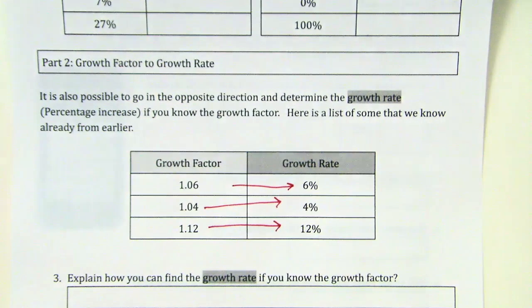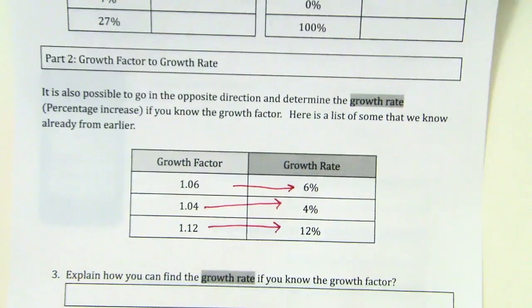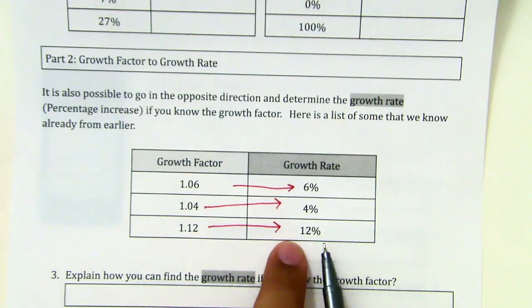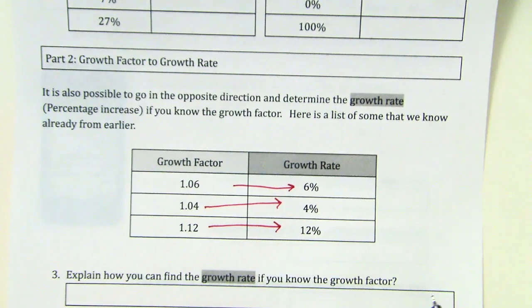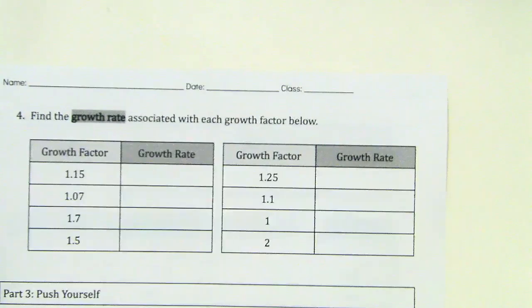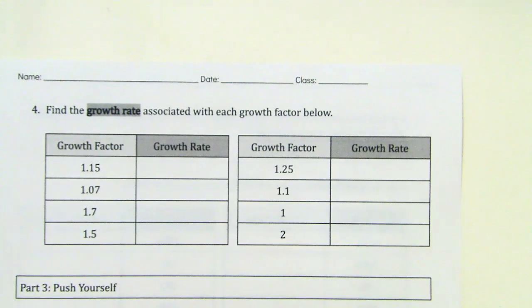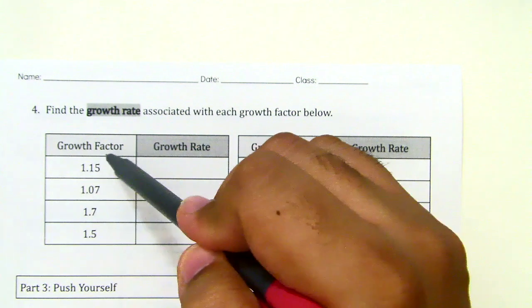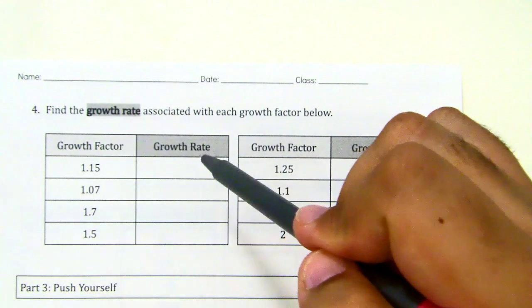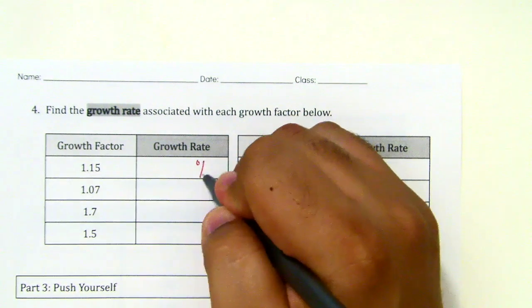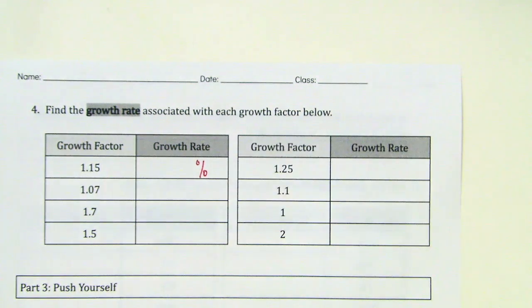So now this is going in the opposite direction. If you know the growth factor, what will the growth rate be? Try to write that out in your own words. What process do you think you would take to find that? And then finally, on the back page, you're going to do the opposite of what you did before. Given these growth factors, the idea is for you to find the growth rate for each of these, right? And remember, the growth rate is always going to be a certain percent, so that's telling you by what percent it is increasing, right?